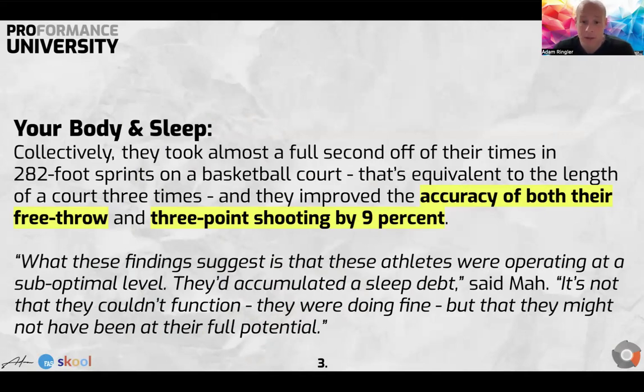Collectively, with her study, she ended up saying they took almost a full second off their times in a 282-foot sprint on a basketball court. This is athletes that actually sufficiently extended their sleep. That's equivalent to the length of a court 3 times.